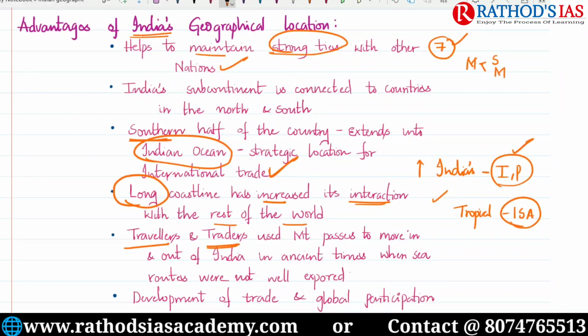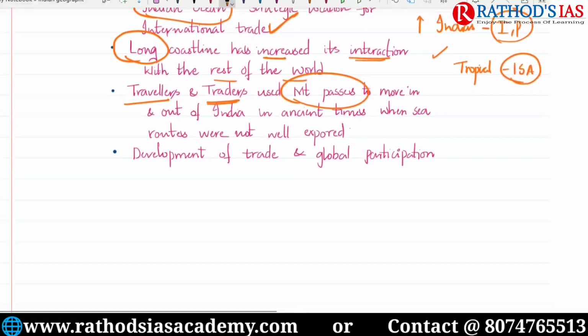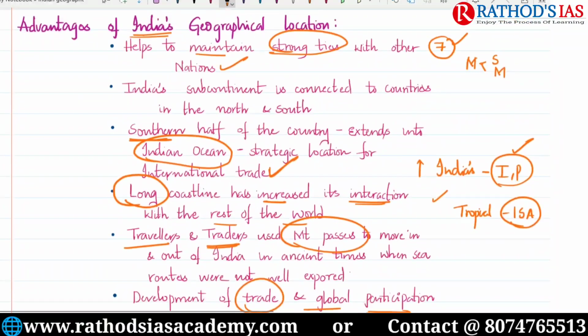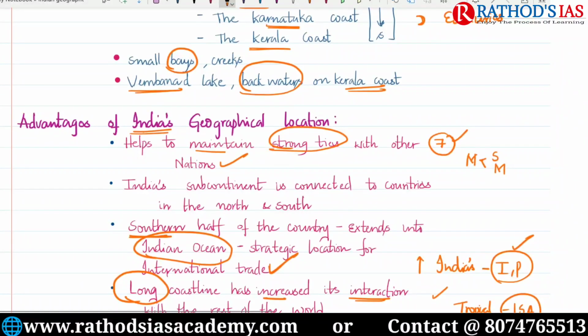And even in ancient times, travelers and traders used mountain passes to move in as well as out of India. At that time, when sea routes were not well explored, travelers used these mountain passes. Because of India's location in Asia, it helped in the development of trade as well as global participation. So this is about the strategic importance of India's location, and this could be a mains question for a 10 marker or 15 marker.